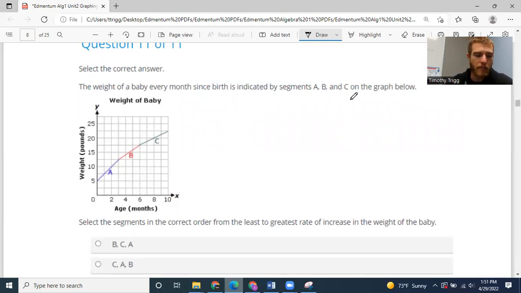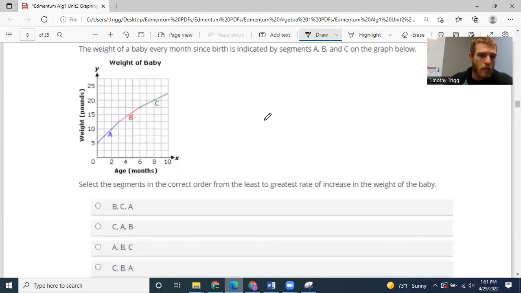Okay, the weight of a baby every month since birth is indicated by segments A, B, and C on the graph below. Select the segments in the correct order from the least to greatest rate of increase. So rate of increase, that's talking about the slope. So look at this line versus this line. Which of these has a greater slope?